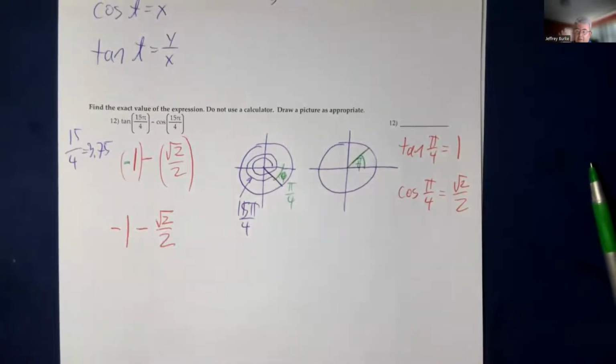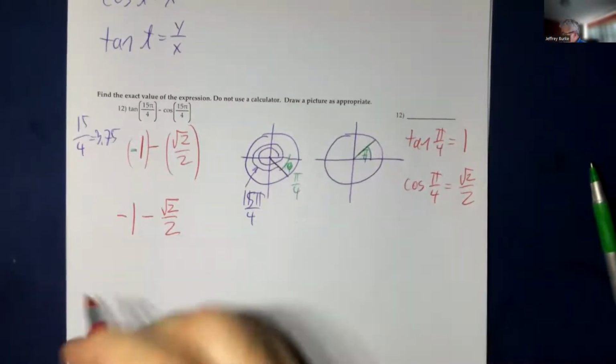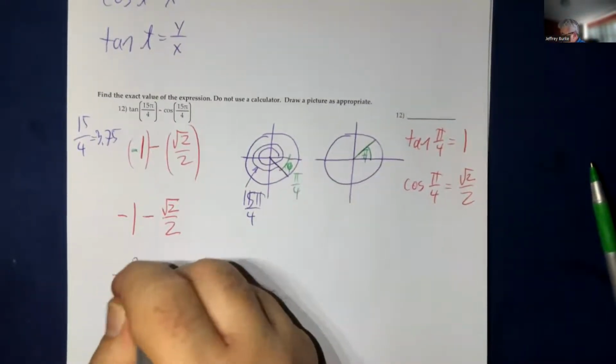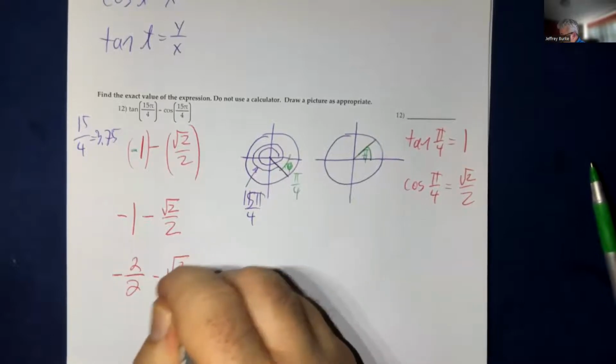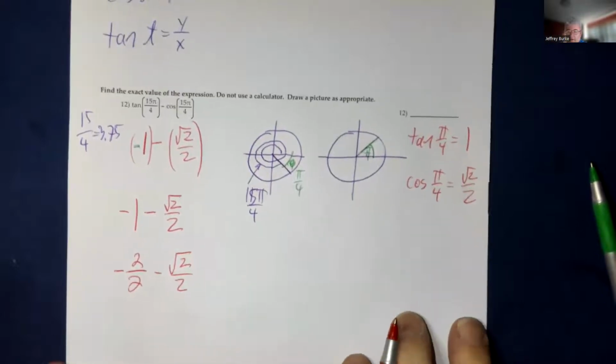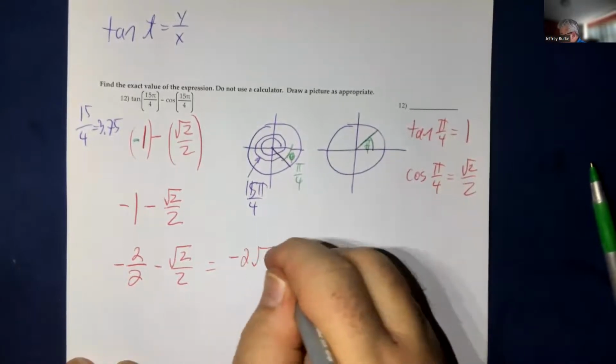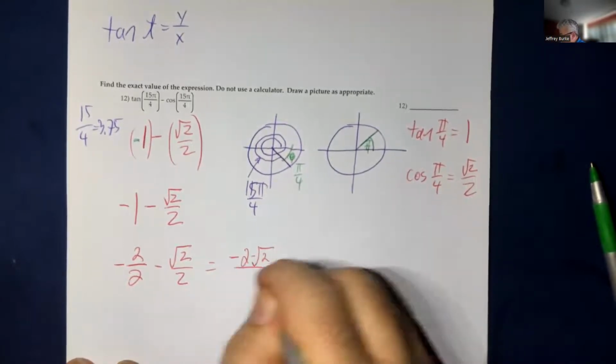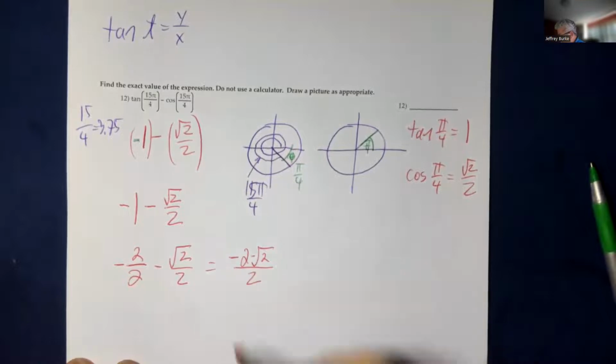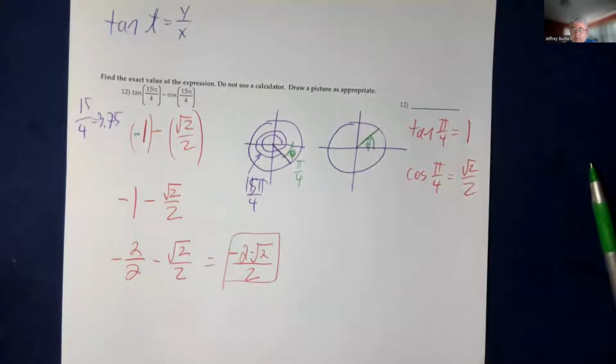But usually this is not considered the proper form that we want to put this in. So what we can do is write this as negative 2 over 2 minus radical 2 over 2, and then combine them as negative 2 minus radical 2 over 2. And that would be my final answer for question 12.